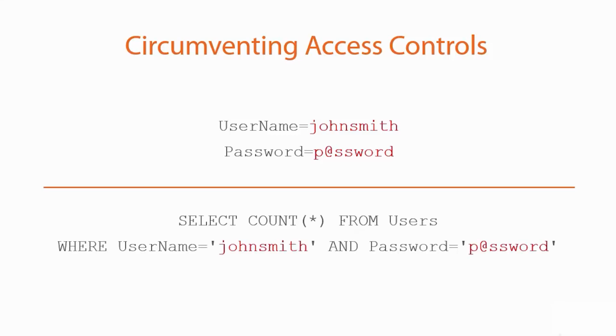Now there are a few things that I want to point out with this SQL statement. So number one is it's clearly just looking for an occurrence of a user with a username of John Smith and a password of password with an @ instead of an A. The reason it's doing a select count star here is it's just trying to find how many of these exist. And of course it should really only ever be 0 or 1.